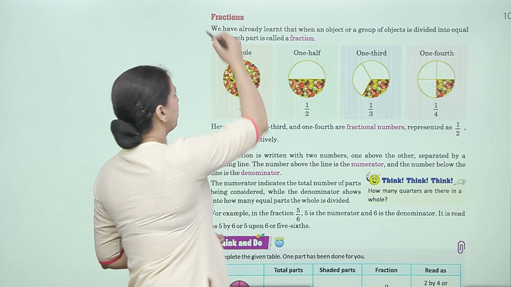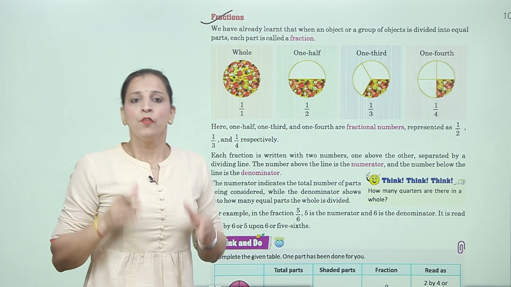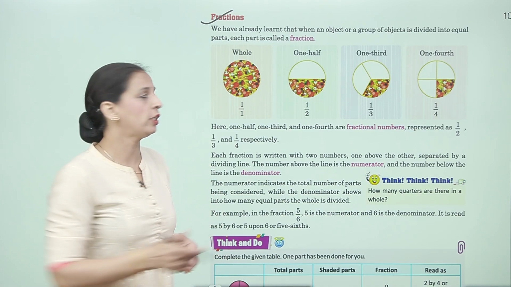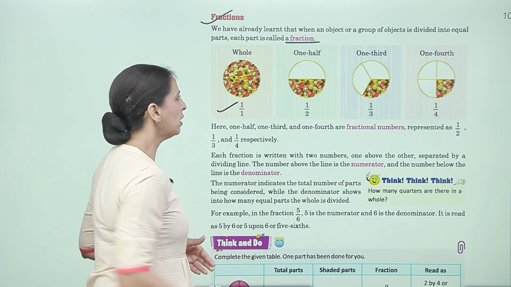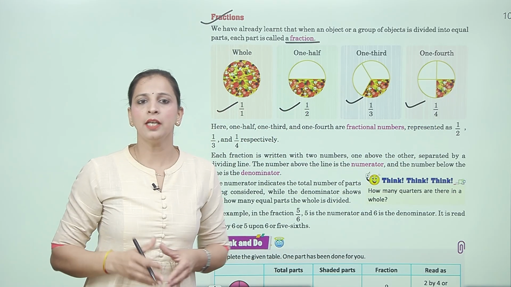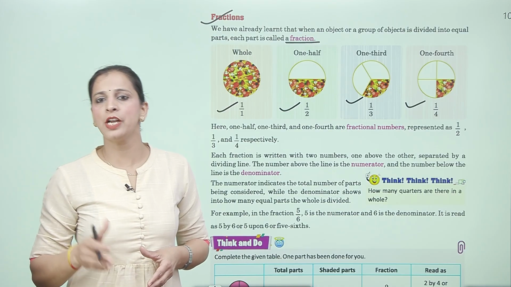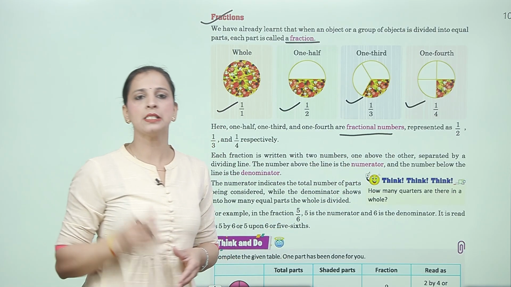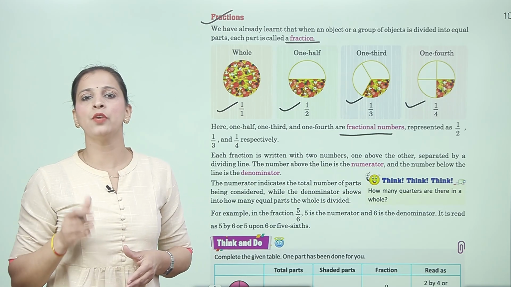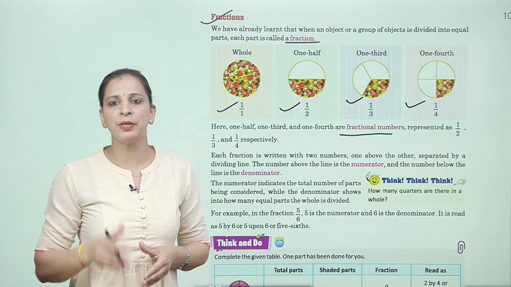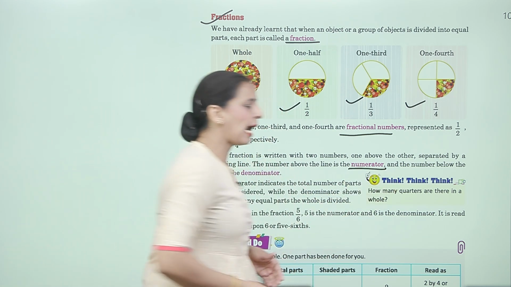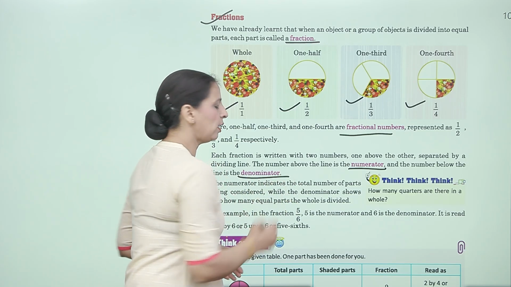Now fractions. We have already learned that when an object or a group of objects is divided into equal parts, each part is called a fraction. Whole 1 upon 1, 1 half 1 by 2, 1/3 1 by 3, 1/4 1 by 4. Here 1 half, 1/3 and 1/4 are fractional numbers, represented as 1 by 2, 1 by 3 and 1 by 4 respectively. Each fraction is written with two numbers, one above the other, separated by a dividing line. The number above the line is the numerator and the number below the line is the denominator.